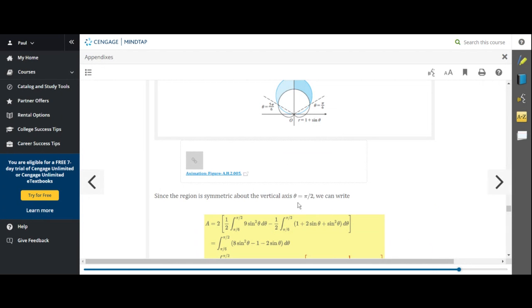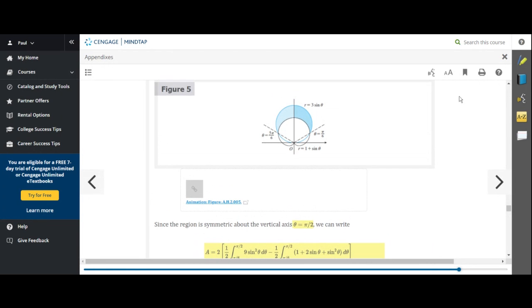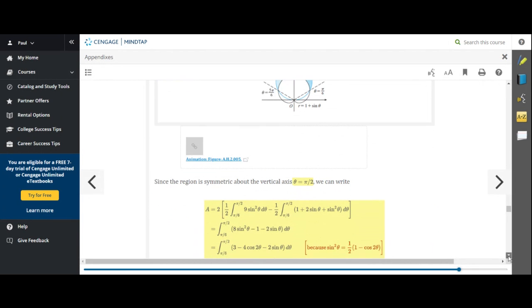But they also do something else. They notice that the region is symmetric about theta equals 90 degrees. If you look in figure 5, the region, there's symmetry. Well, halfway between 30 degrees and 150 degrees is 90 degrees. So theta equals pi over 2 splits that region in half. So what you can do is find the area of the darker blue region to the right and then double that area. So that's what they do.